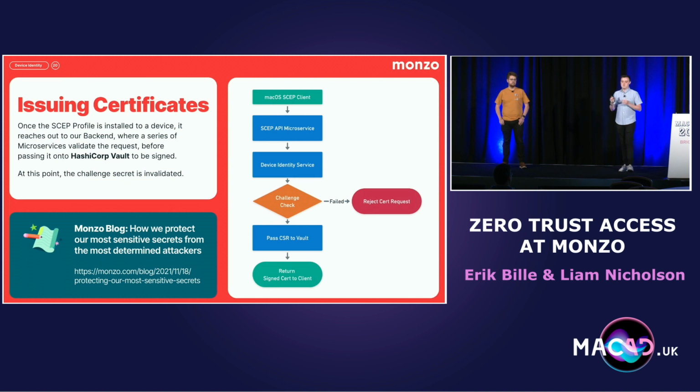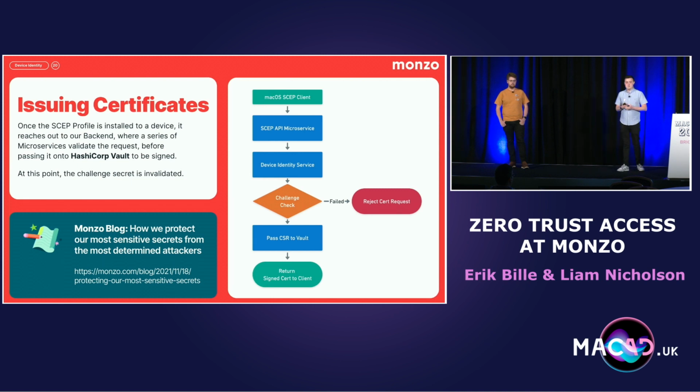We just need to be able to convert that ACME request into something that our backend infrastructure can understand. We can support both if we need to support multiple OSs, which is a huge benefit for us. The SCEP service then passes that on to our internal device identity services where that challenge is verified. If the challenge has already been used or it's expired, we'll reject the request and send that back to the device. If the challenge is valid, we pass the certificate signing request onto HashiCorp Vault through the PKI API, where it then signs a certificate for us and returns that back to the device for it to be installed.